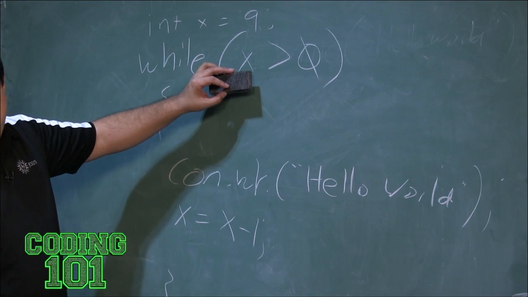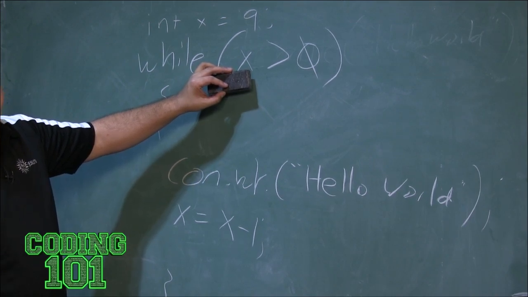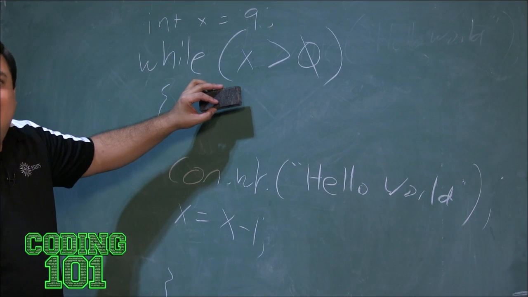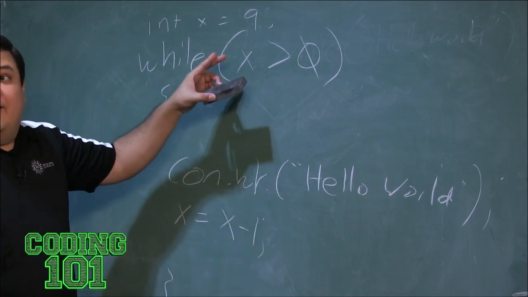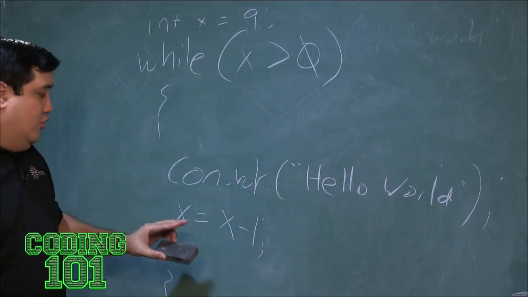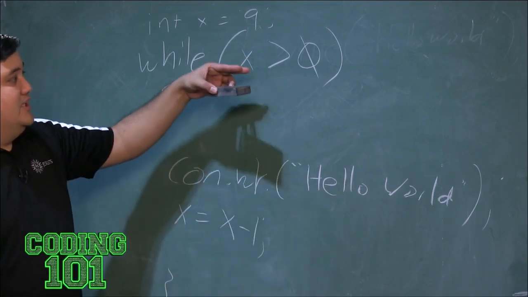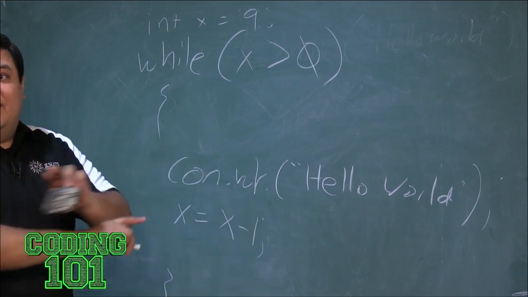The next time it runs, it's going to say, is 8 greater than 0? And that's still true. It's going to write it, and then it's going to subtract another one. And we'll go all the way down to when it's 1. Is 1 greater than 0? Yes. 1 minus 1 is 0. And then the next time up, is 0 greater than 0? No. It stops. So then it's finished.